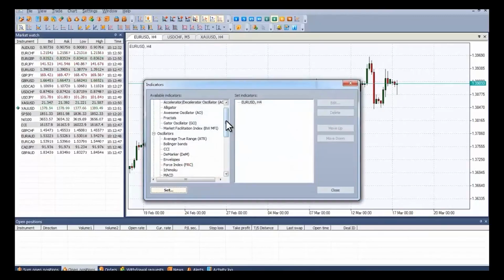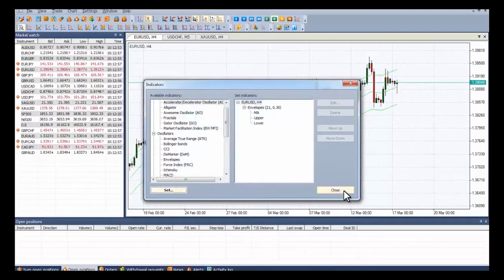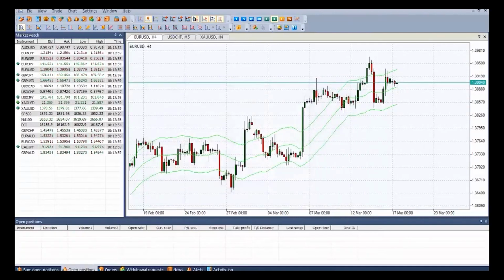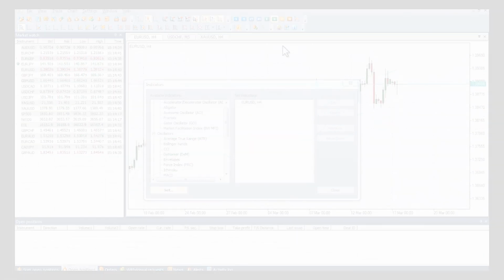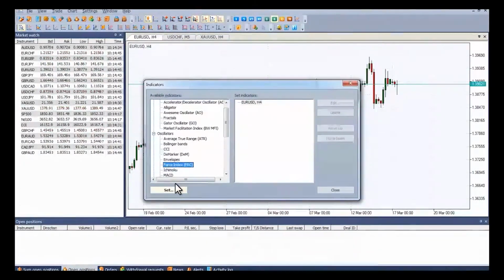Next on our list, we have envelopes. Select it, click Set, OK, and there we go. The envelopes indicator reflects the price overbought and oversold conditions, helping to identify the entry or exit points as well as possible trend breakdowns.